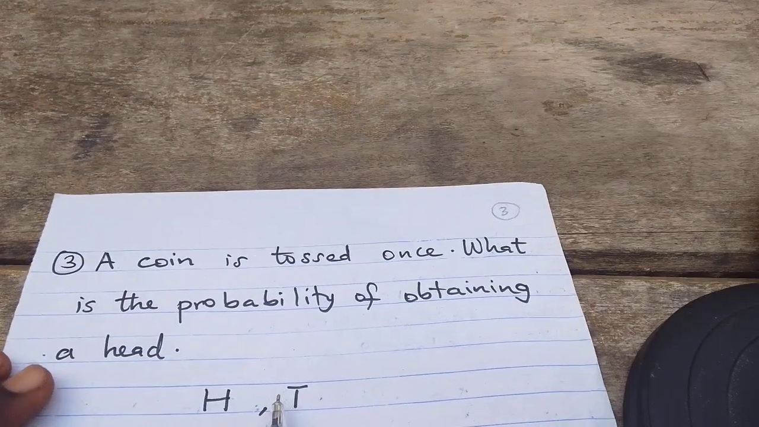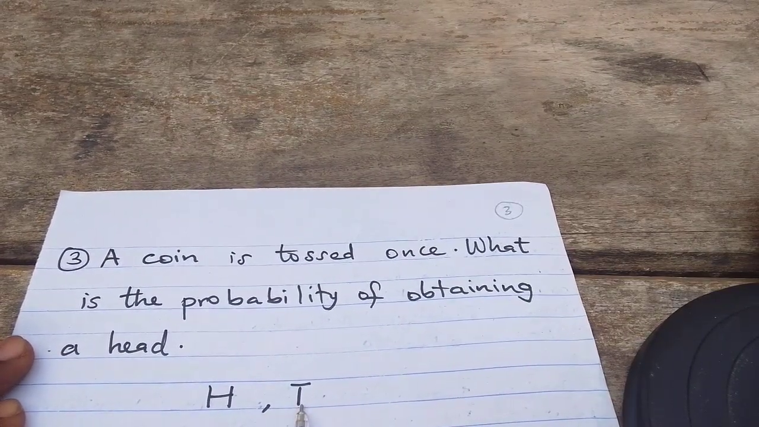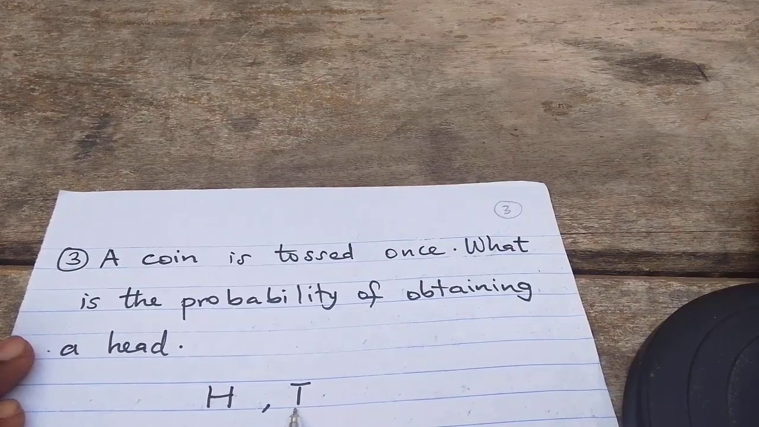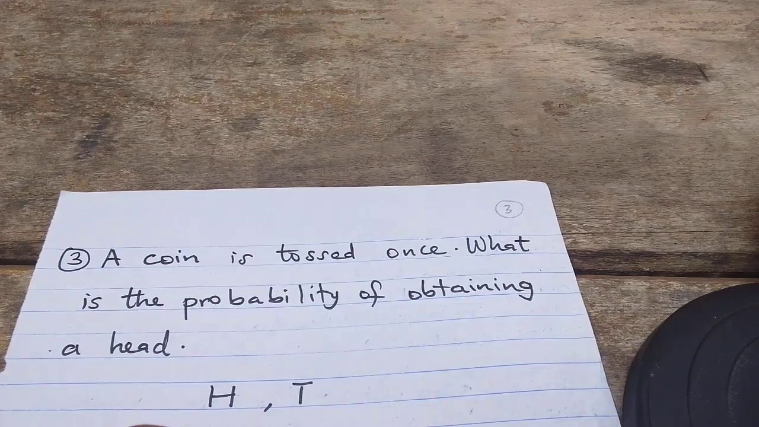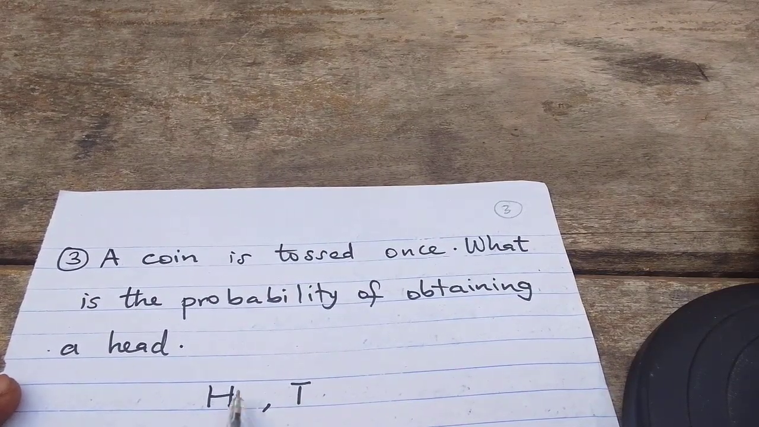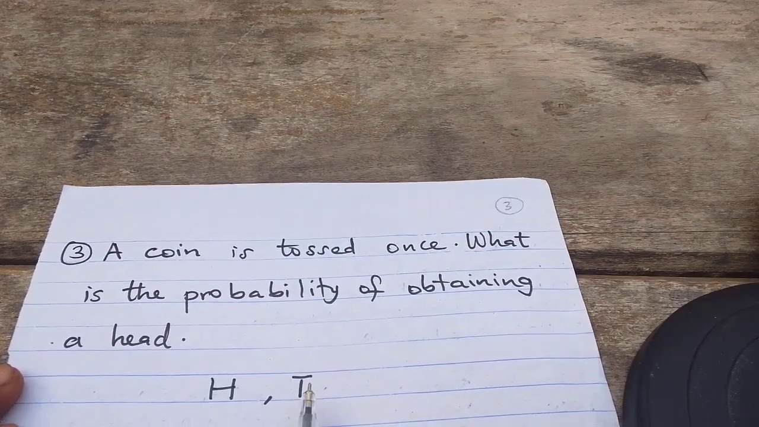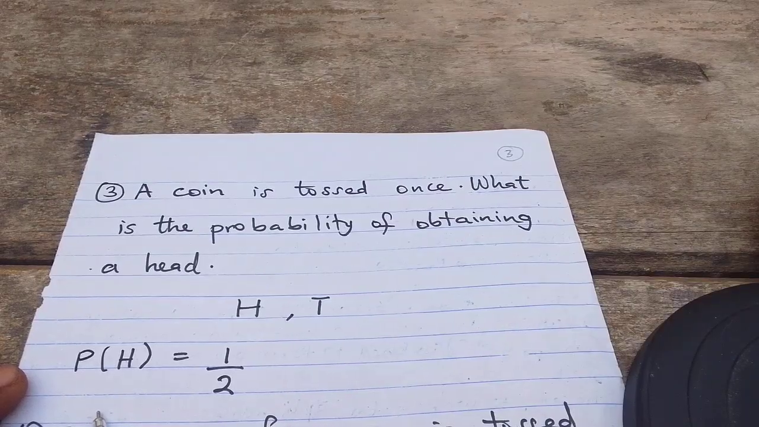So let's say the front is taken to be the head and the back of the coin is taken to be the tail. So it has the front and the back. The front is the head, and the back of the coin is the tail. So what is the probability of obtaining the head?